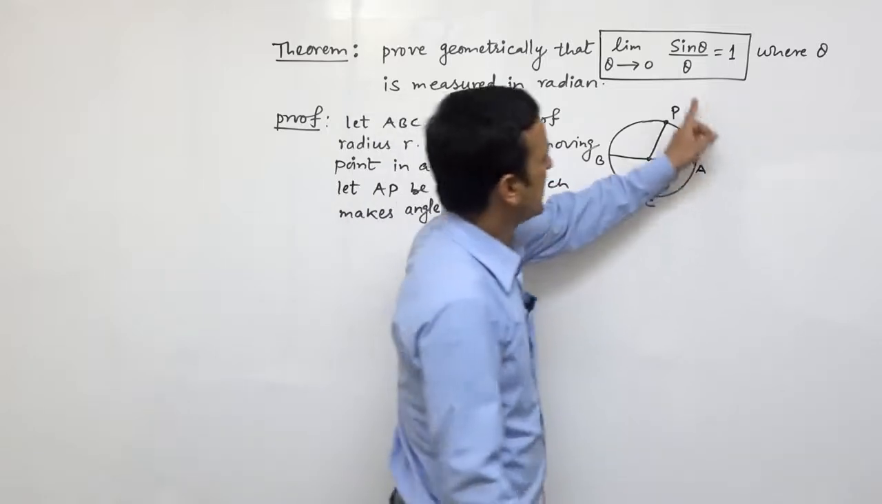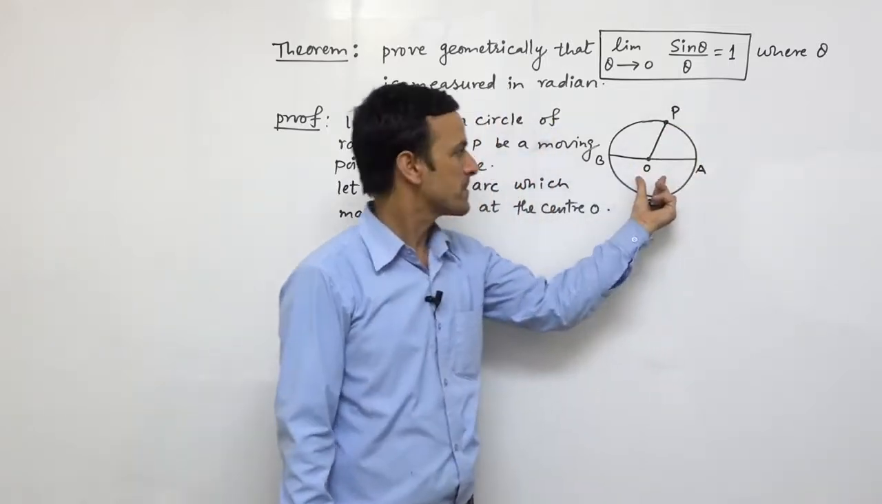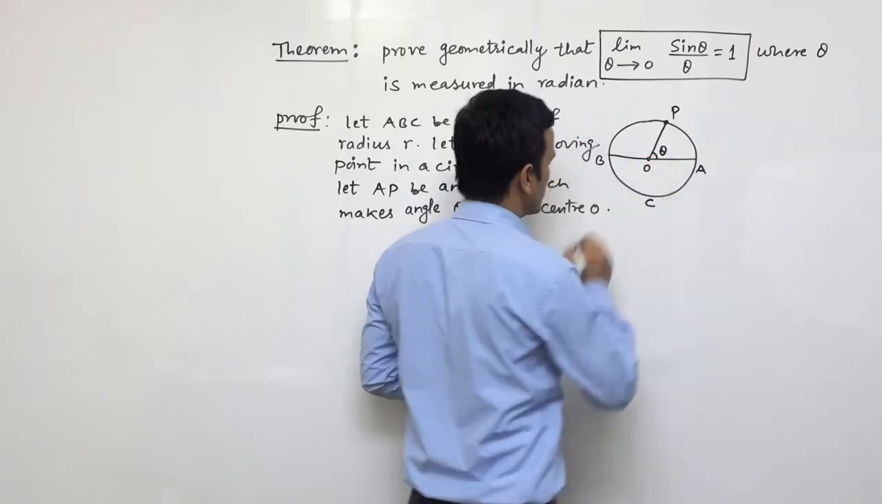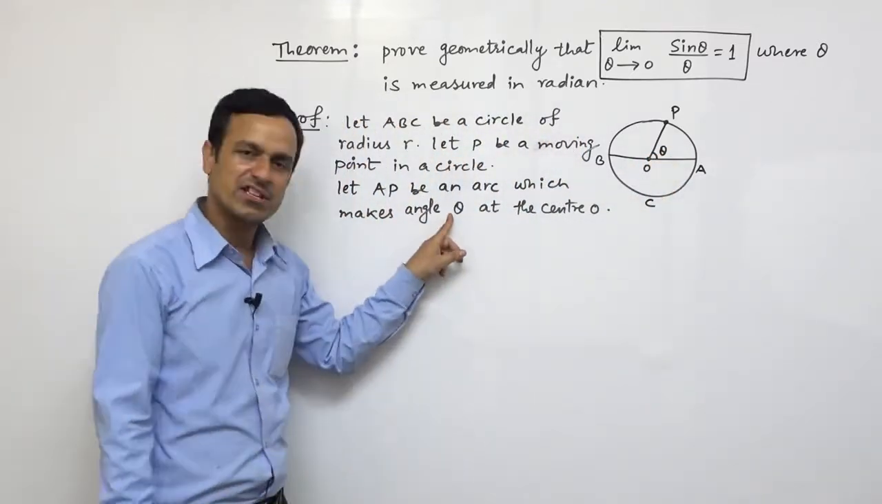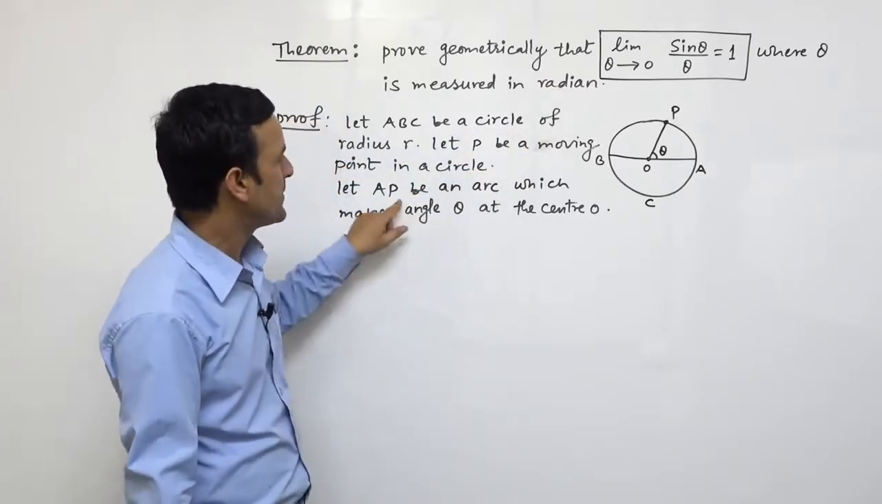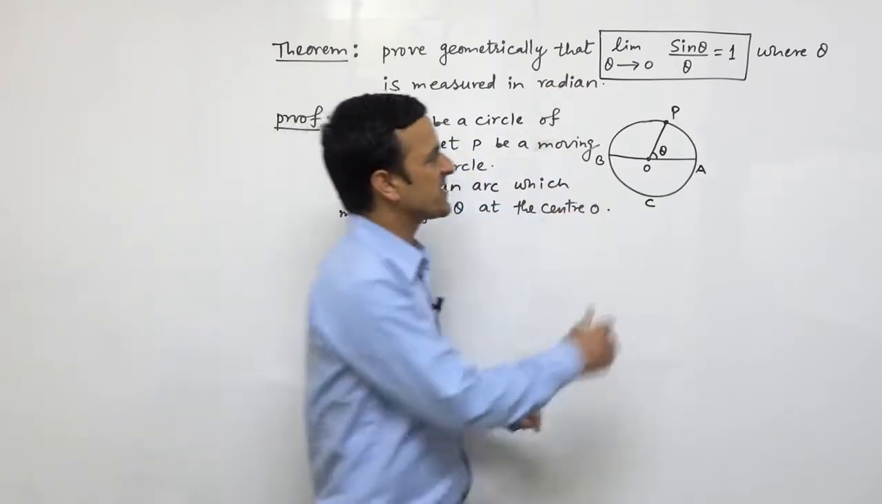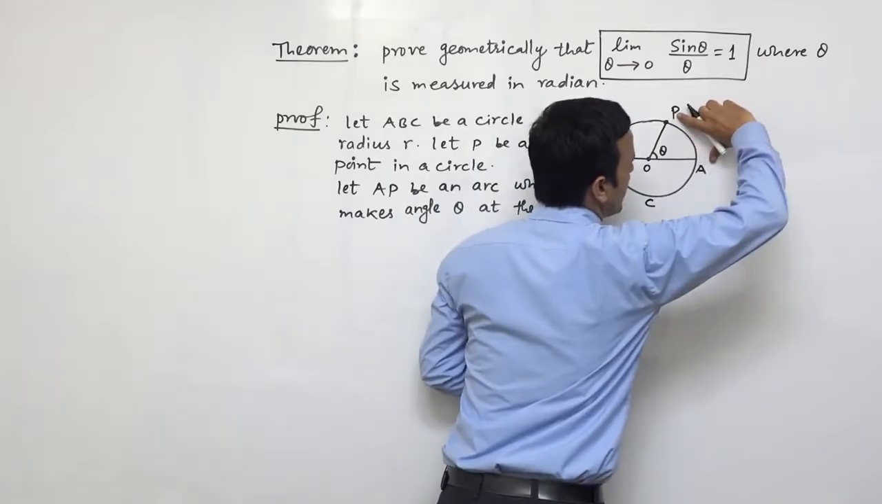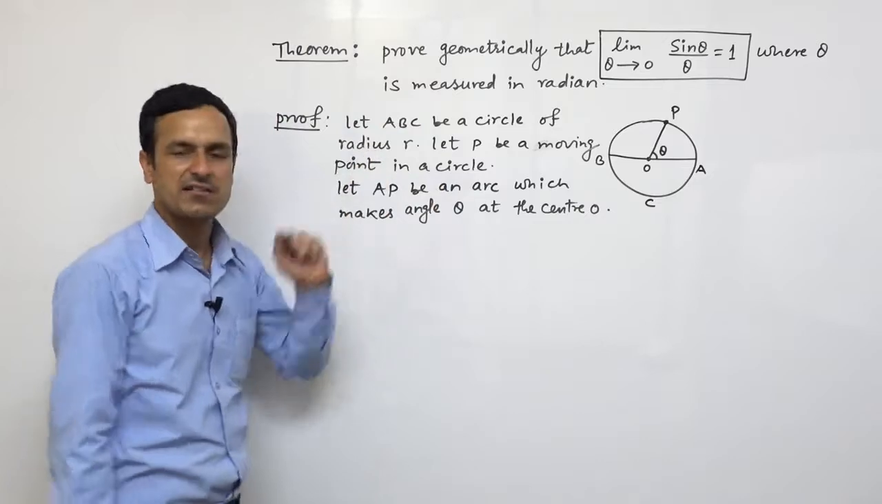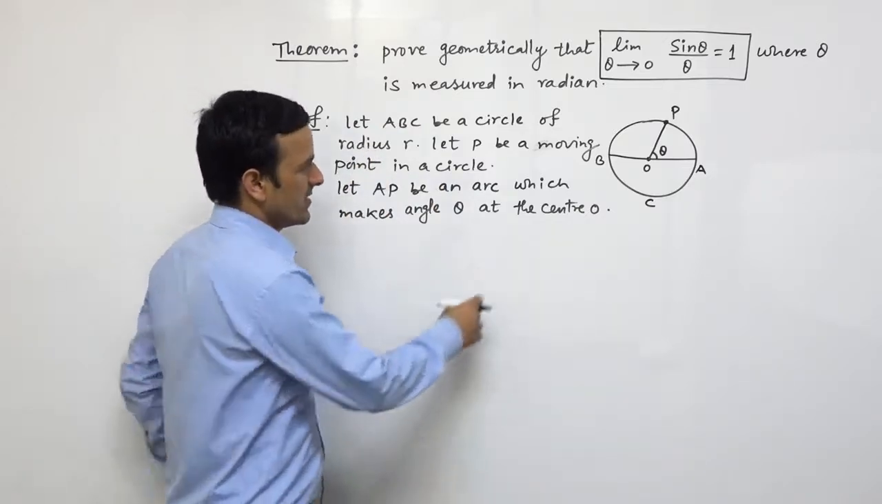The arc AP makes an angle of theta radian with the center O. This is the angle theta, which is always measured in radian, and AP is an arc. This AP is the arc, and this arc makes angle theta at the center, as you see in the figure.